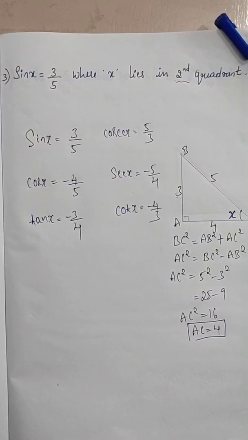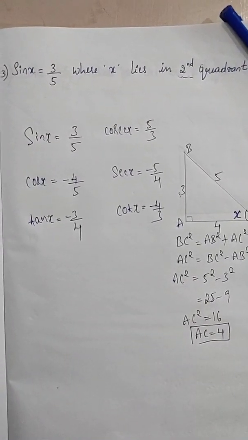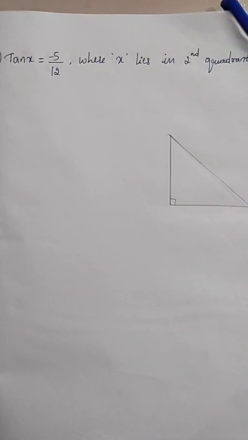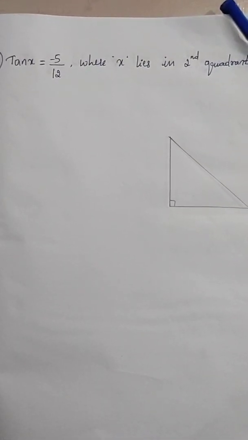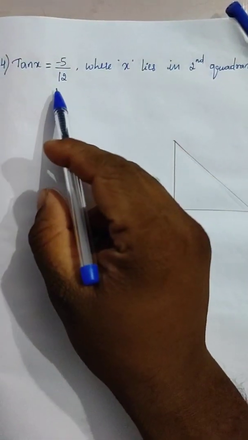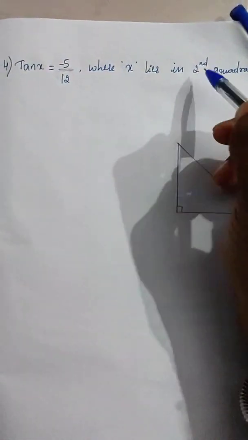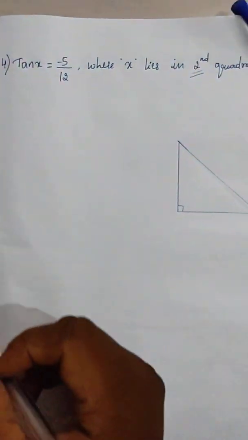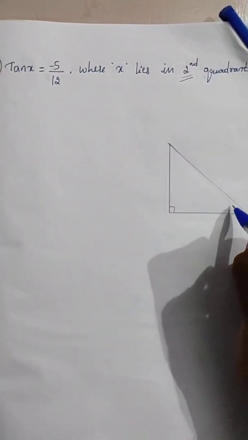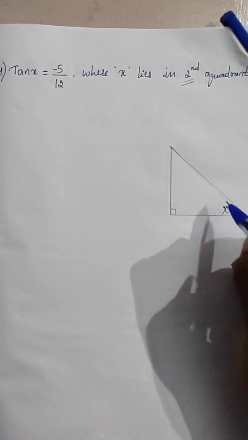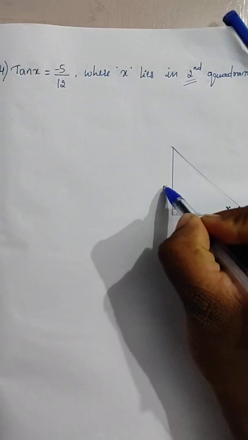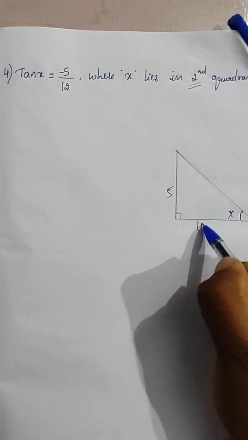So I think you are really enjoying these problems. Now we'll go for the next problem. Here we have tan x is equal to minus 5 by 12, where x lies in the second quadrant. Since x lies in the second quadrant, tan is negative. Is it clear? Now we'll write the ratio. Tan x is equal to 5 by 12, and it means opposite by adjacent.